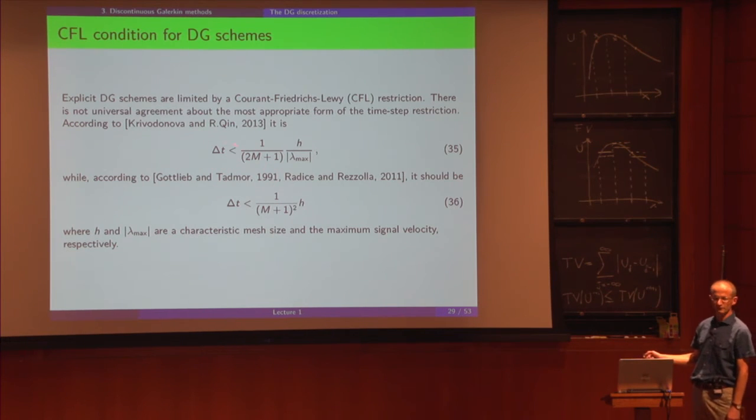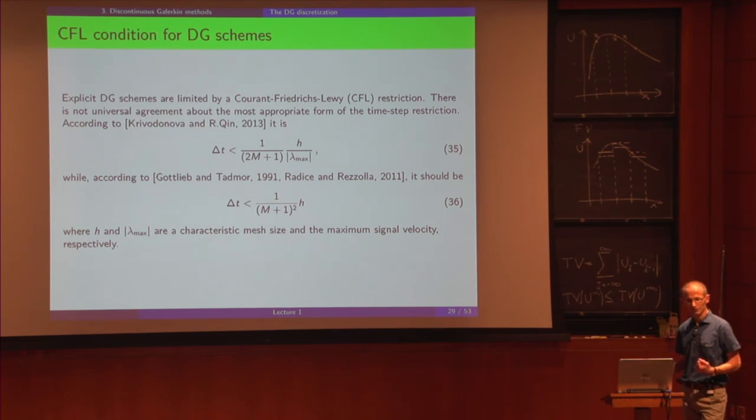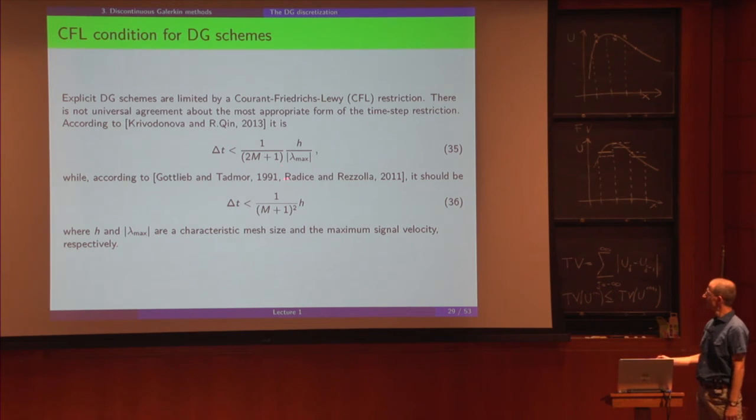And m is the degree of the expanding polynomial. So this is bad news because we are dividing by 2m plus 1. And as we increase the order, we are more constrained in time. There are other papers around, especially the first one. They show that delta t should be constrained in this even more severe way in order to guarantee L2 stability.